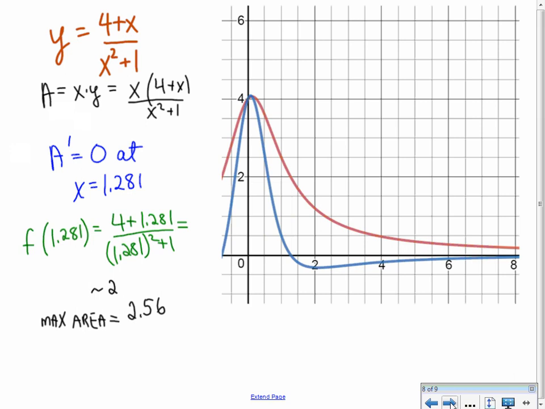So here we go. We've got 4 plus x over x squared plus 1. That was the function that was on that original slide I showed you where the Wolfram Alpha was located. And I had no idea what this looked like as a graph. I didn't know off the top of my head. So I did go on to Desmos. And the darker red graph is this one.